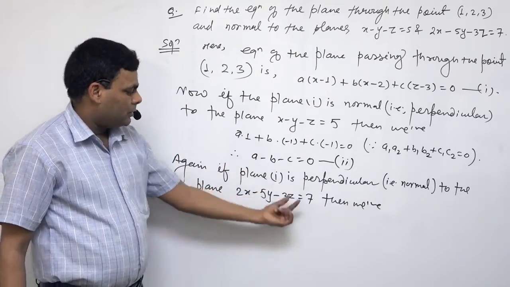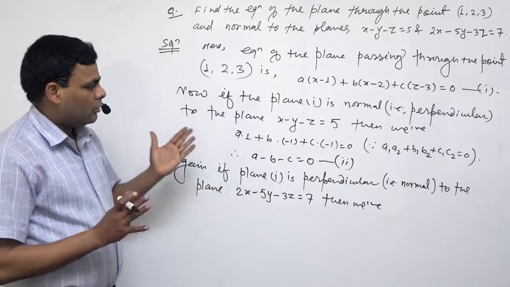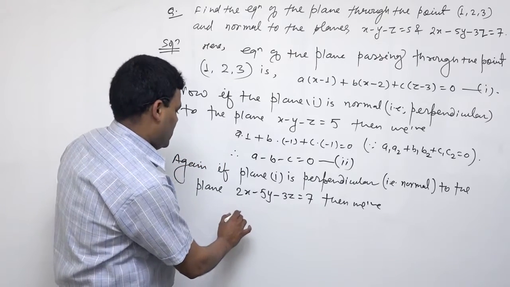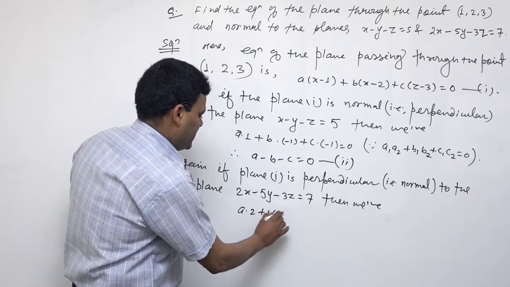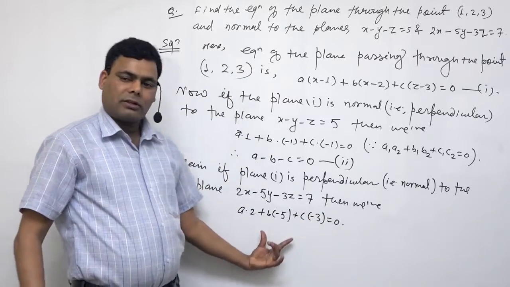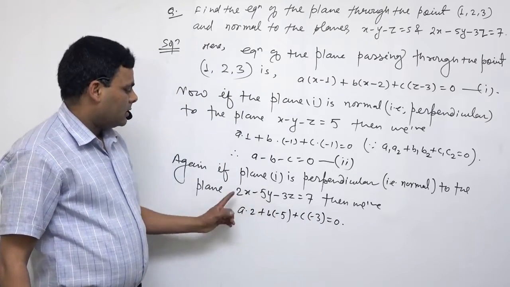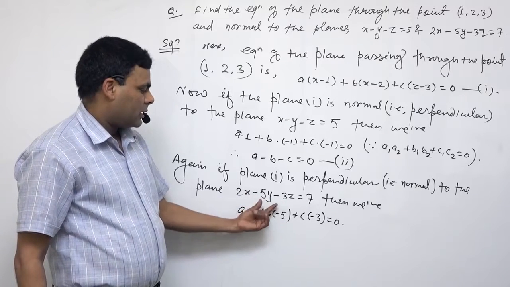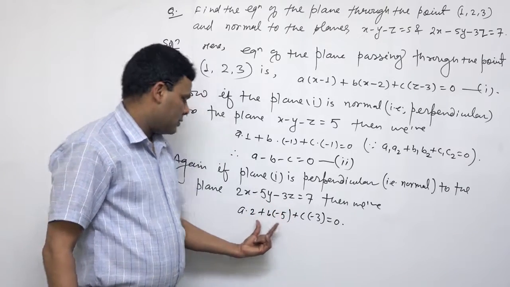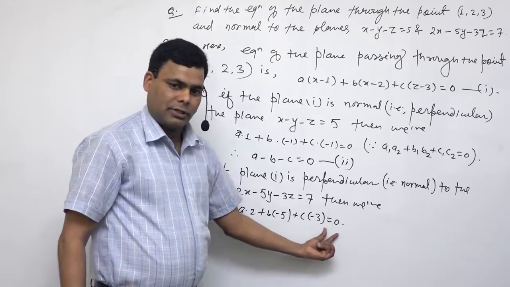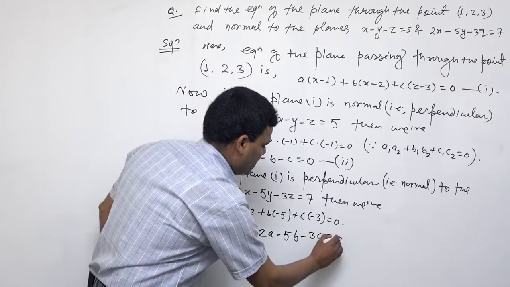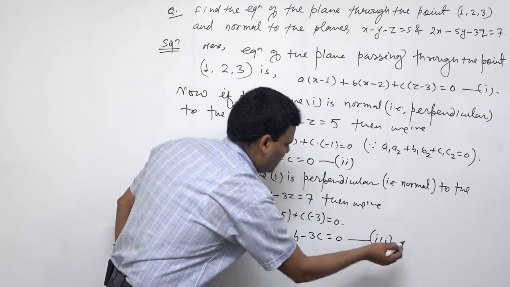If one plane, plane 1, is perpendicular to this plane, then the normals to these planes will also be perpendicular, and hence we have a into 2 plus b into minus 5 plus c into minus 3 equals 0. Here a, b, c are the direction ratios of the normal to the plane 1, and 2, minus 5, minus 3, which are the coefficients of x, y, z in this plane, are the direction ratios of the normal to the plane. So a1 a2 plus b1 b2 plus c1 c2 equals 0. Therefore 2a minus 5b minus 3c equals 0. Let it be equation 3.